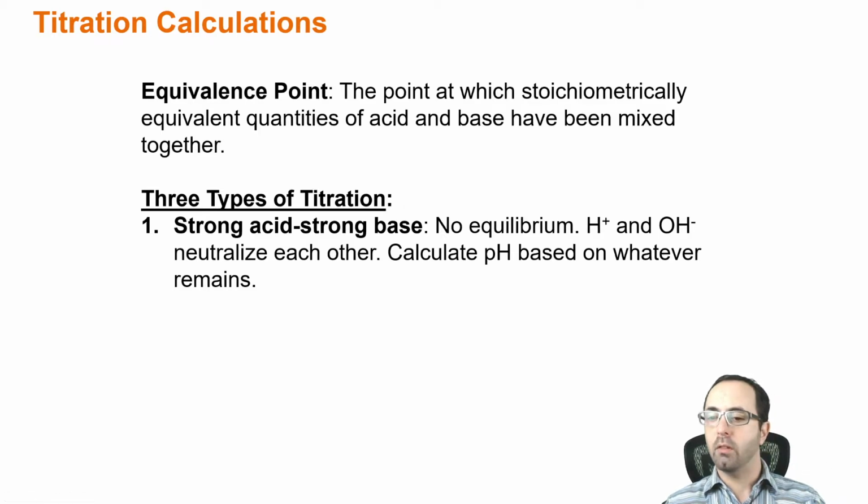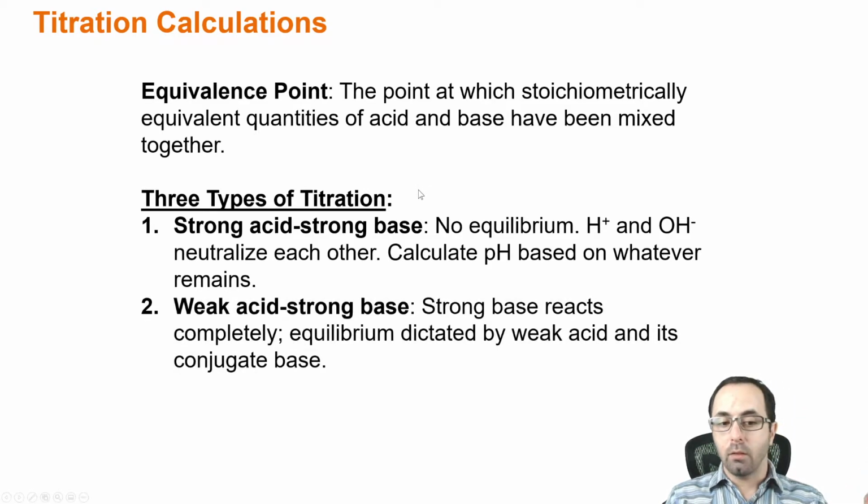For these titrations, there's no equilibrium. So the pH is going to be decided based on whatever there is an excess of. If there's excess H+, that will decide the concentration. If there's excess OH-, that will decide the pH rather. So whatever there is remaining, H+ or OH-, calculate the pH based on that.